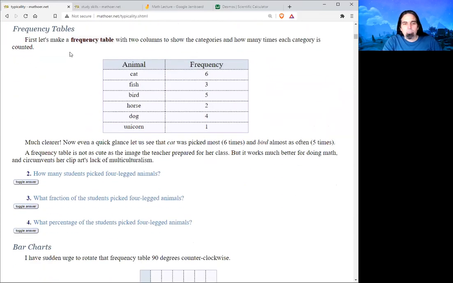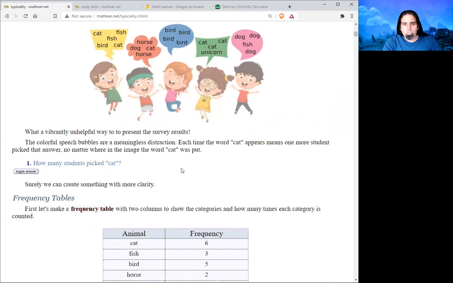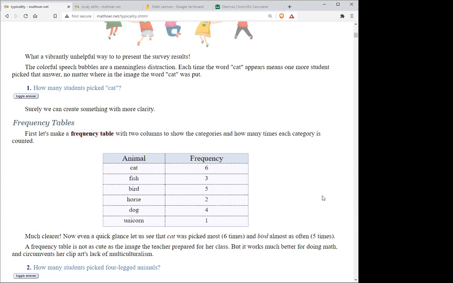It's better to make a frequency table. A frequency table has 2 columns. Here's all the categories, cat, fish, bird, so on. And then the frequency that each appears. So compared to the colorful picture, you can say, oh, there's 6 cats. I can see that right away. Oh, there's 3 fish. I can see that right away. Everyone okay so far? Yeah.